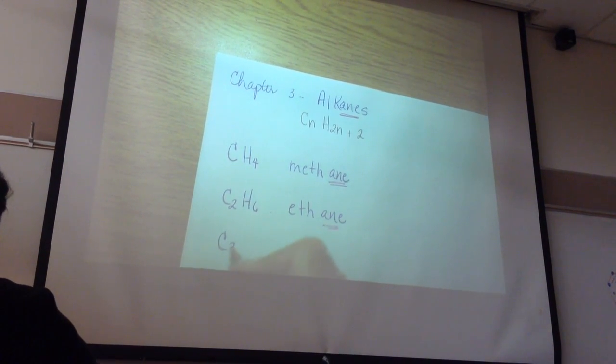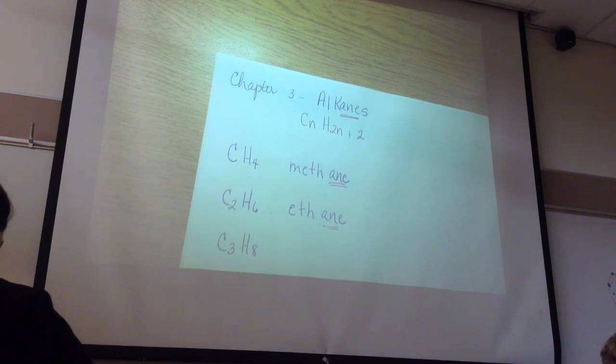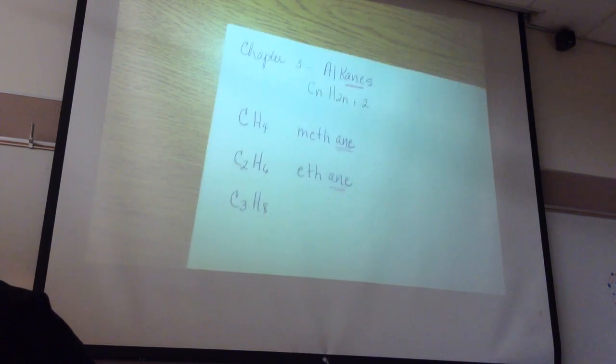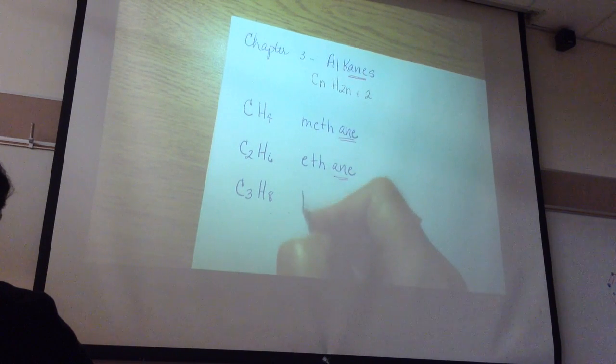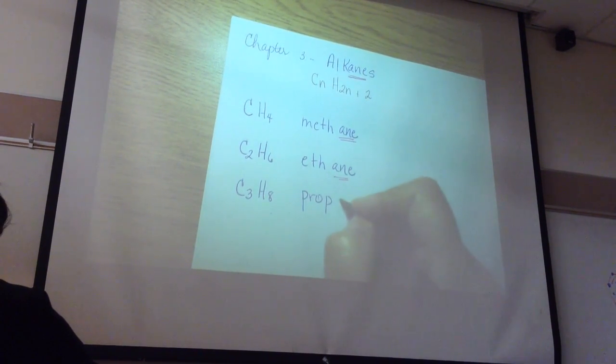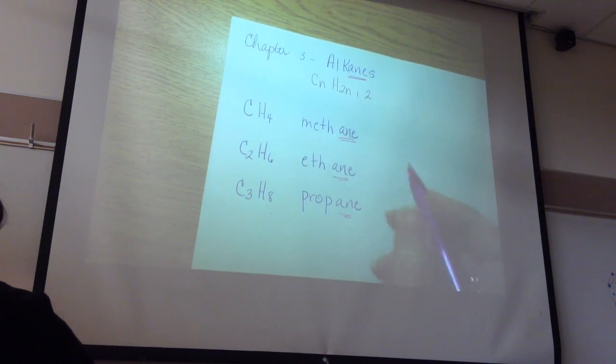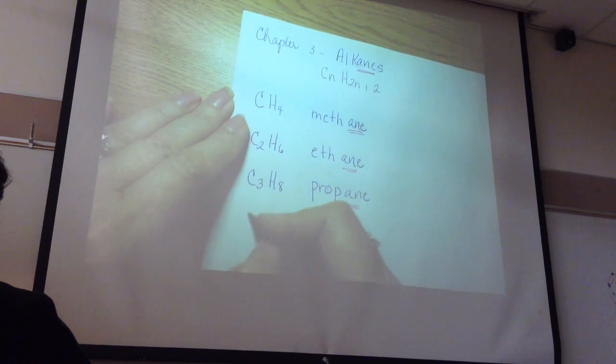When carbon is 3, there are 8 hydrogens, right? So when there are 3 carbons, this becomes propane. Again, the same A and E ending. I think everybody has heard of propane. Propane is, of course, that tank fuel that people are using for their barbecues.